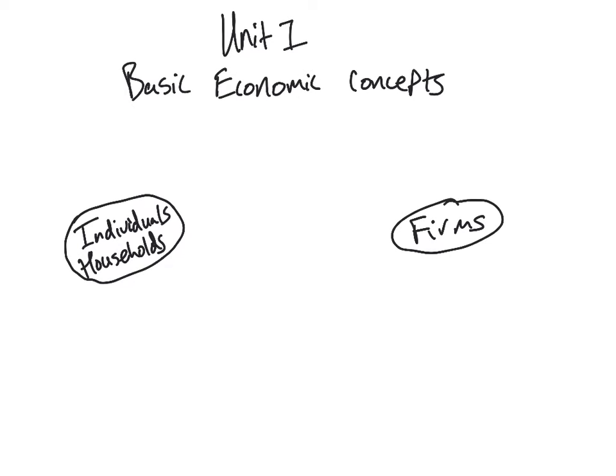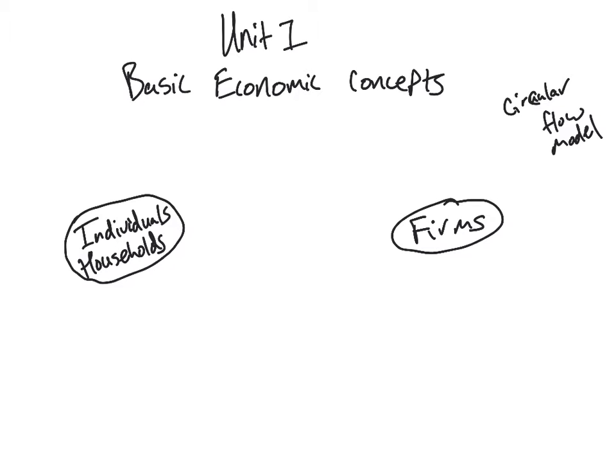And some of you might say, well, you're missing some stuff. You're missing foreign countries, you're missing different types of markets, and you're missing the government. Yeah, that's true. But in this simple example of what we're going to call the circular flow model, we're just going to look at these simple players for right now.